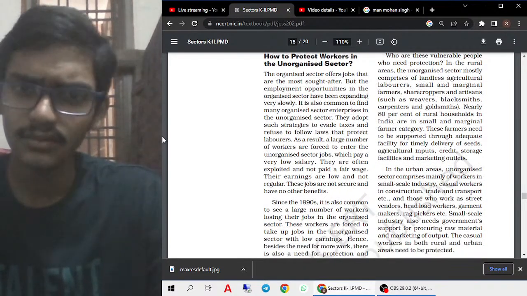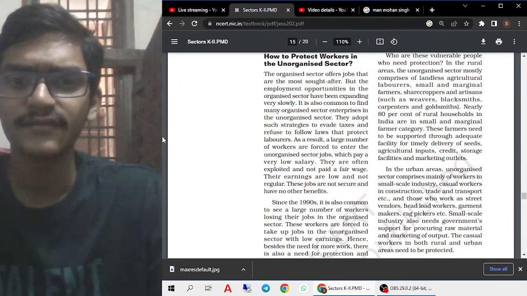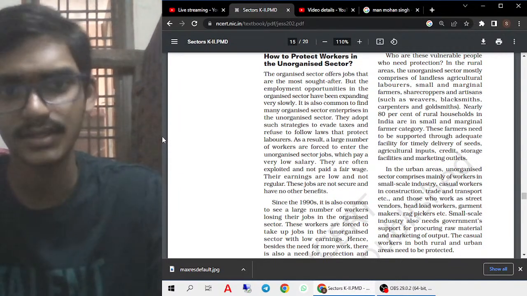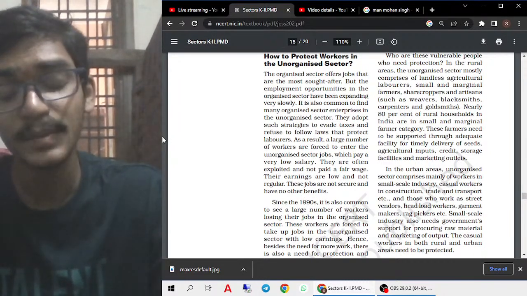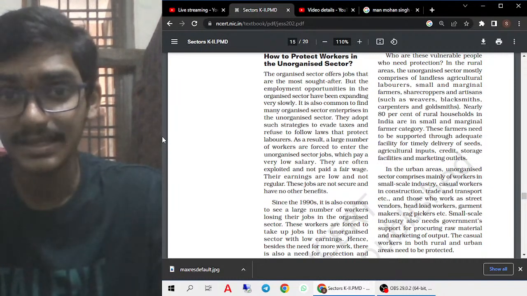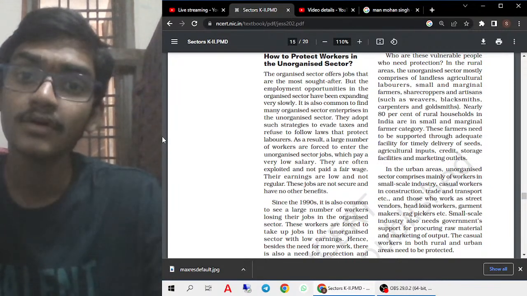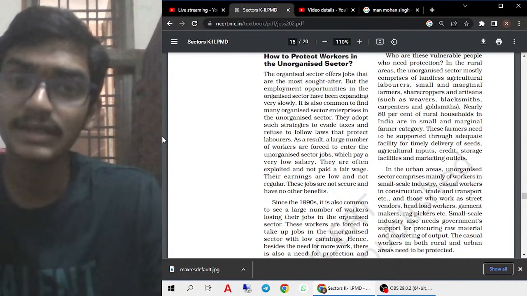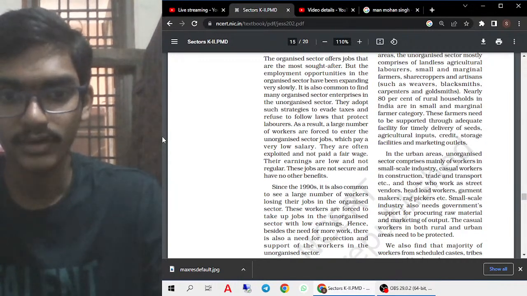All these kinds of people, that is landless laborers and small farmers, are working in the unorganized sector only. And SCs and STs, that is low caste people. Many of the scheduled castes and scheduled tribes also go into the unorganized sector only.